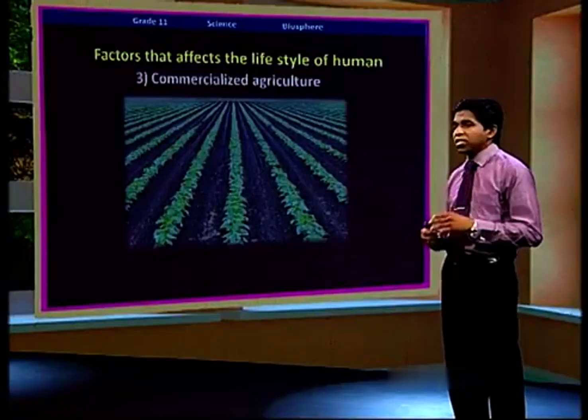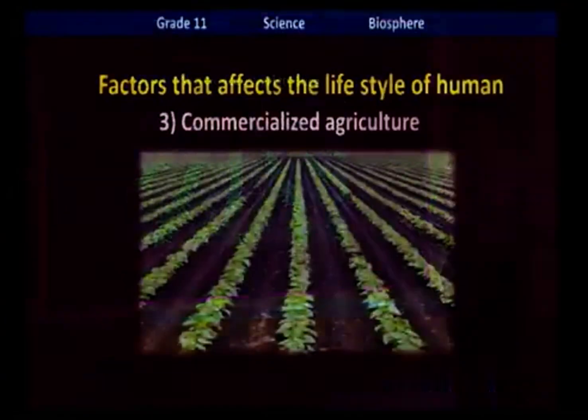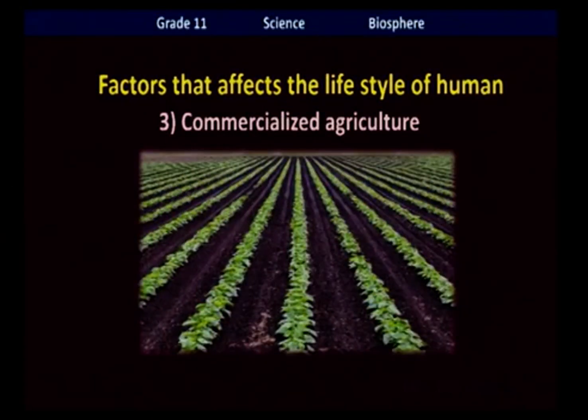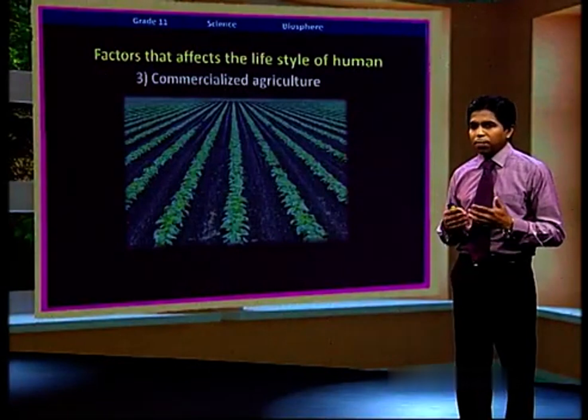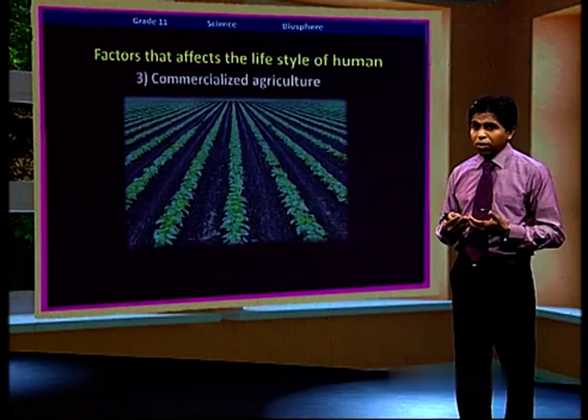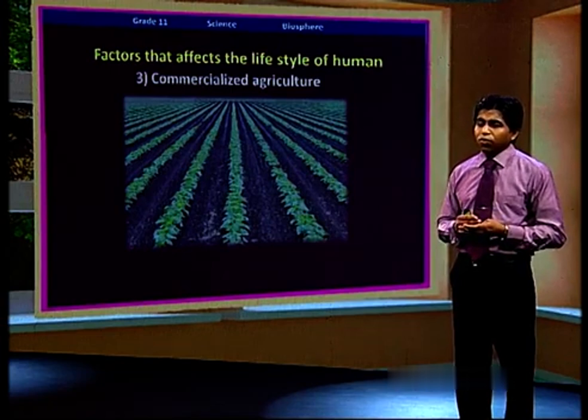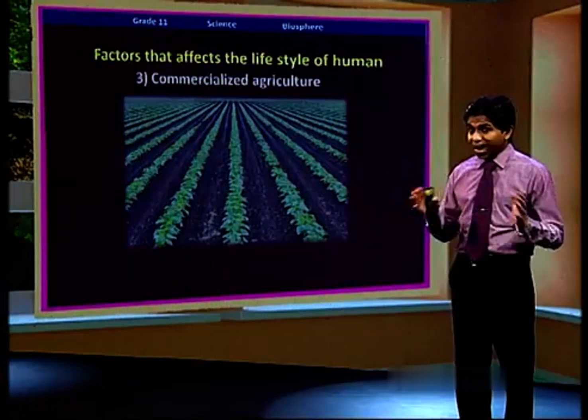Next one, commercialized agriculture. In commercialized agriculture, they use a lot of machines and chemicals to meet the increasing demand for food. In the future, people will sometimes need less labor, because all these machines are used for large-scale agriculture. That is a man-made environment, and this can lead to some harmful effects to the environment.